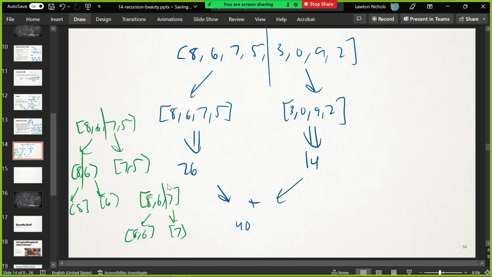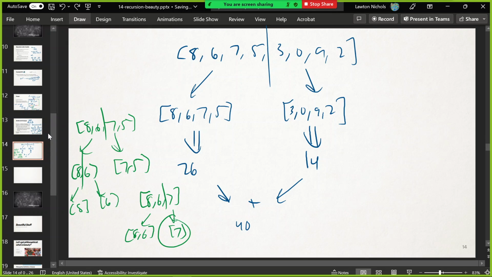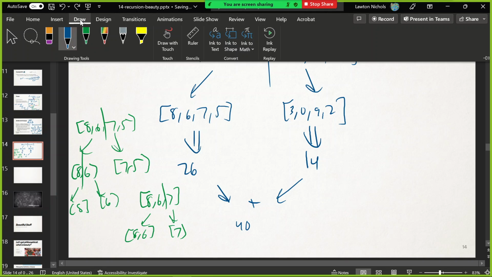And so eventually you're going to get to the point where you only have one element in your list, right? And our original problem was we needed to add up all of the elements of that list. So how do we do it? If I just have a single list with one element in it, what is the sum of all of its elements? Everything inside of it? I don't need to divide it anymore, right?